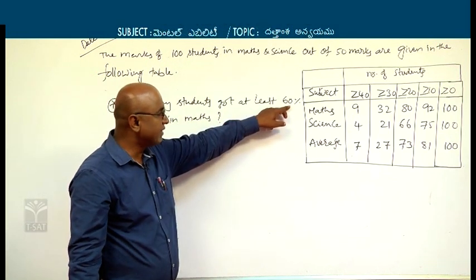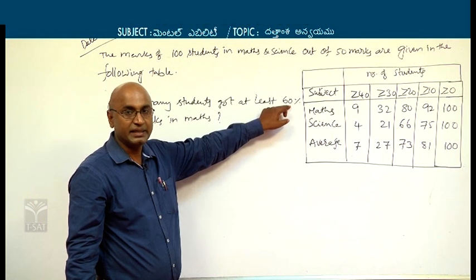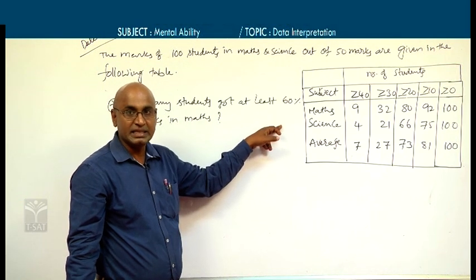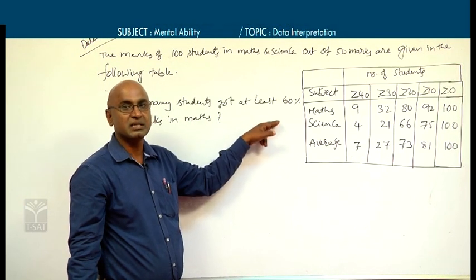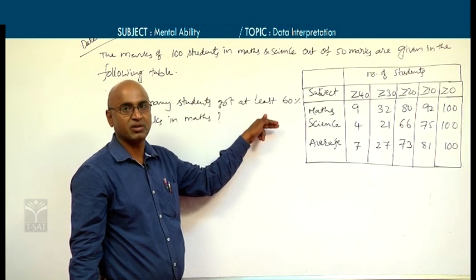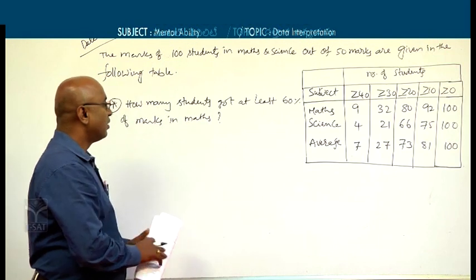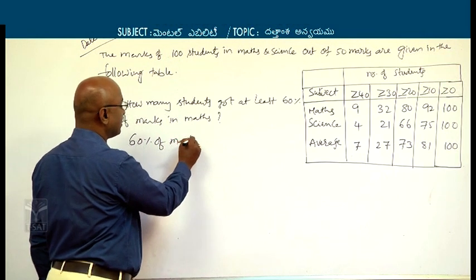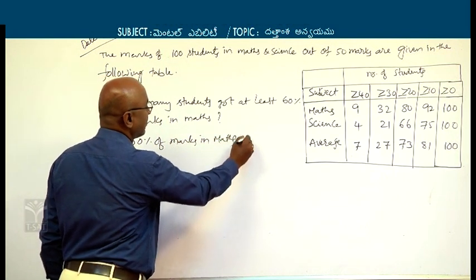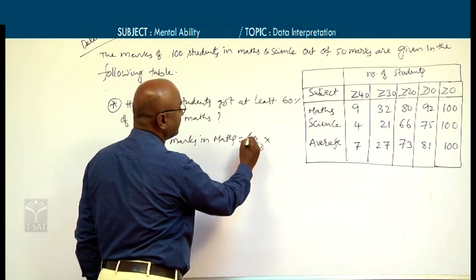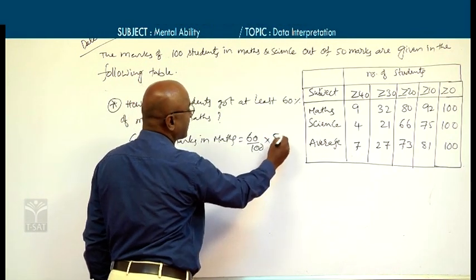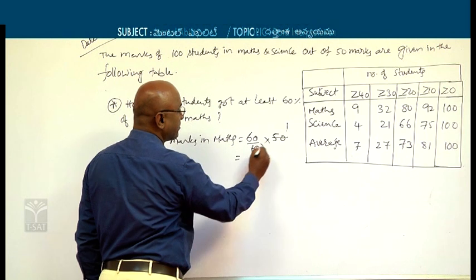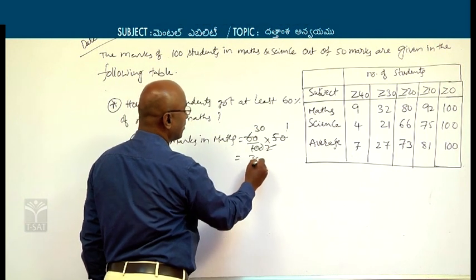See, here it is given in the form of percentage, but the exam is conducted for only 50 marks. That is why the percentages, ratios are important for solving these problems, what we discussed in the previous topics. Correct? Now, 60% of marks in maths is equal to 60 by 100 into 50, the exam is conducted for 50 marks. 50 ones are 50, 2 ones are 2, 30. So, it is 30 marks.